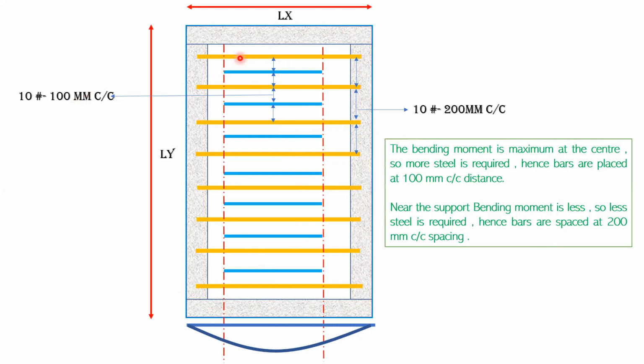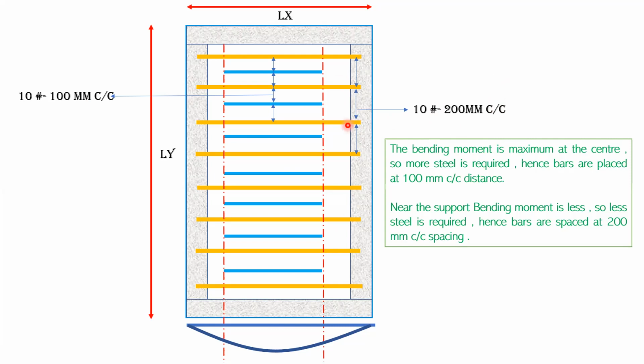We'll try to count it. See, 1, 2, 3, 4, 5, 6, 7, 8, 9, 10, 11, 12, 13, 14, 15. One more bar should have come here, it's fine. So in the center, you are going to get 16 bars, whereas near the support, you are going to get 8 bars. Since you are increasing the spacing here, you are going to get a smaller number of bars. So this is what we are doing technically, because we have understood the concept.